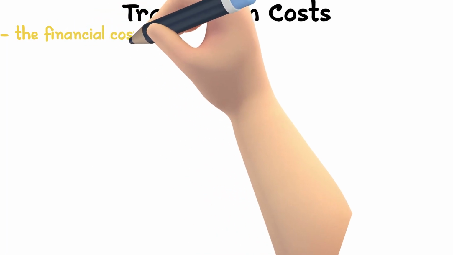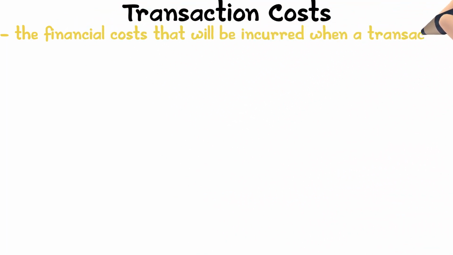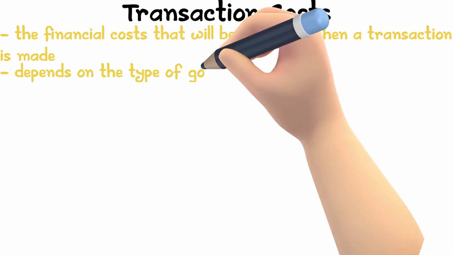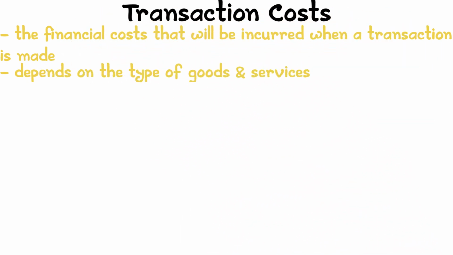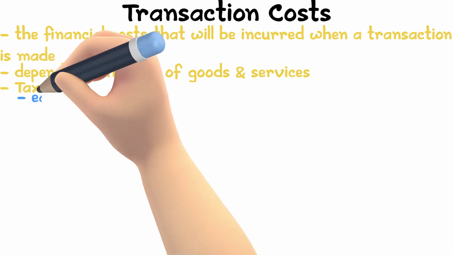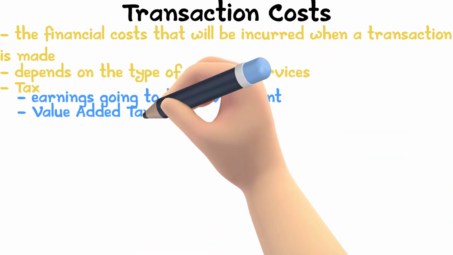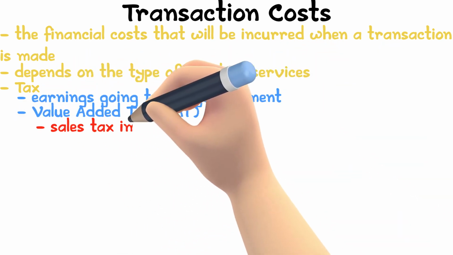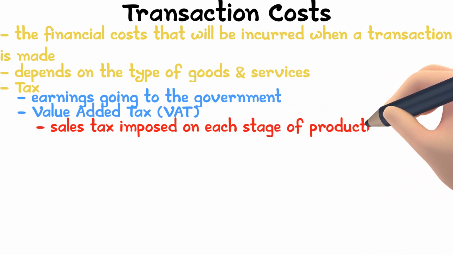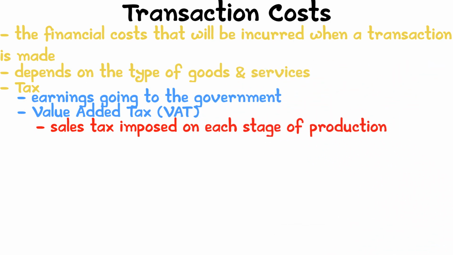Transaction costs. The financial cost that will be incurred when a transaction is made. The amount of transaction cost depends on the type of goods or services. Some types of transactional costs are tax. Taxes are levied on the transaction of goods, with the earnings going to the government. One such tax is the value-added tax. VAT is a sales tax imposed on each stage of production, usually a percentage.